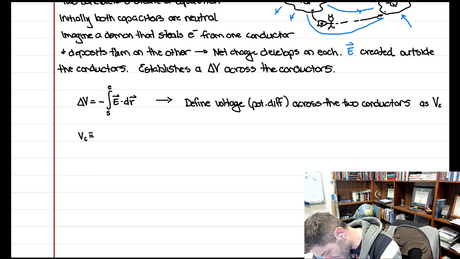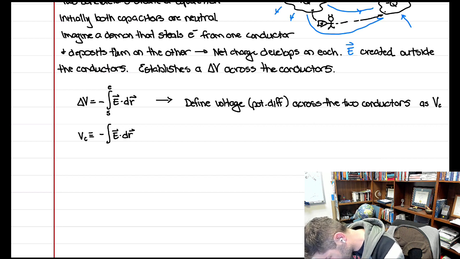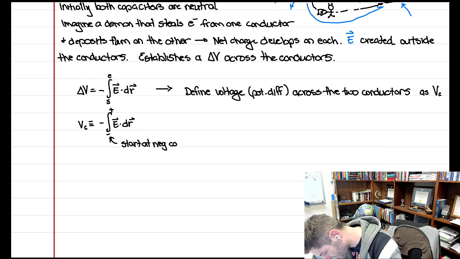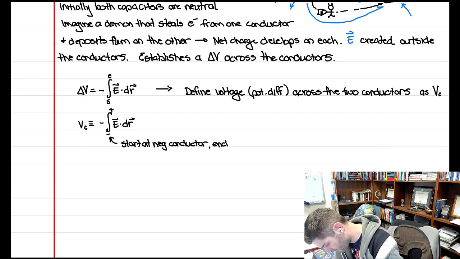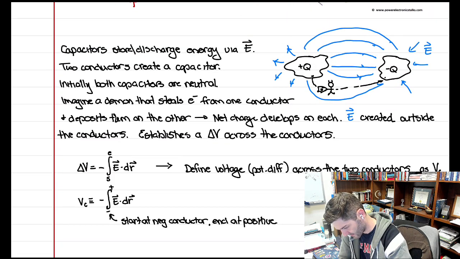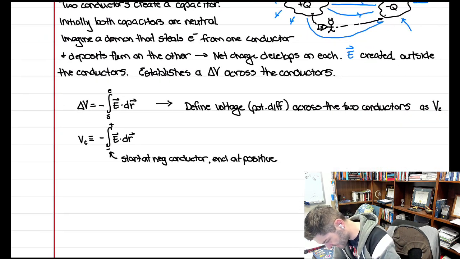So we could define this as negative the integral of E dot dr, starting at the negative conductor and going out to the positive conductor. So again, what this is saying is, let's start at the negative conductor and end at the positive conductor through some path. So again, this V sub C, the drawing's a little busy, let me recopy.